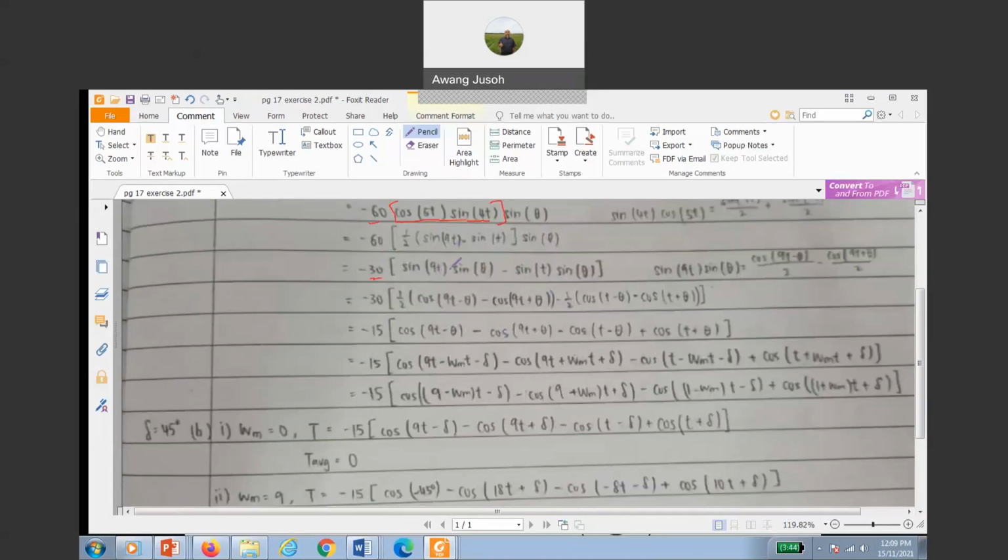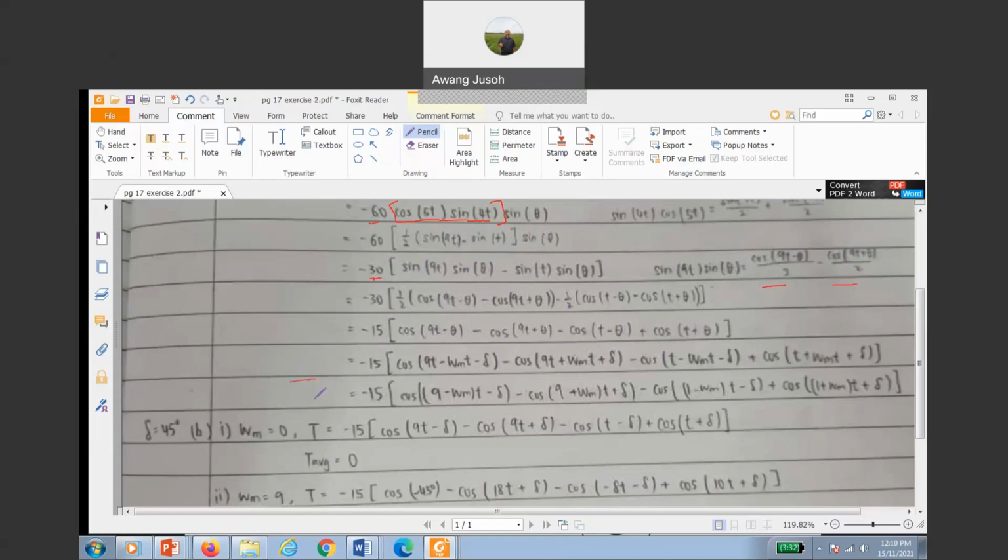That means now you have sine and sine, sine multiplied by sine. Then you use the rule again: sine and sine give you cosine and cosine, cosine term and cosine term there. Then we have this part. You elaborate this more, you do this calculation. You get 30 becoming 15 divided by 2. Here you get cosine (9t minus theta) minus cosine (9t plus theta) minus cosine (t minus theta) and so on, where theta equals omega t plus delta and so on. That's the equation for the torque that you derive.